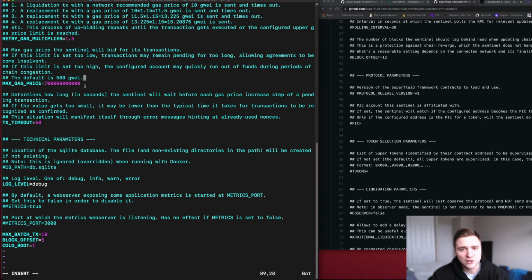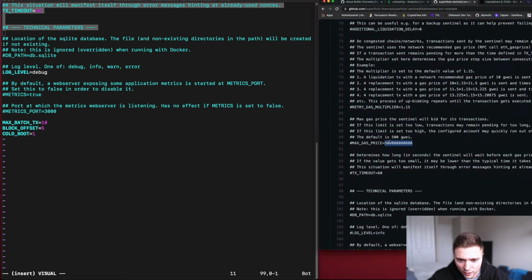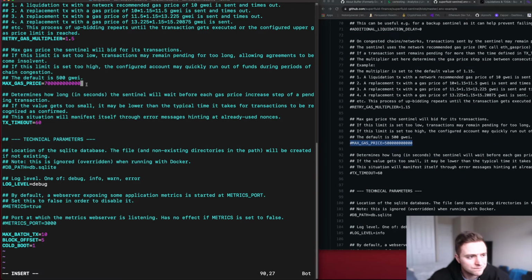Okay, reaching the end here of different parameters. We have a max gas price setting. So the default is 500 Gwei. Mine's a bit more than 500 Gwei. So you can see here, 500 Gwei is what was listed. I've got a bit more just because I'm willing to spend more.